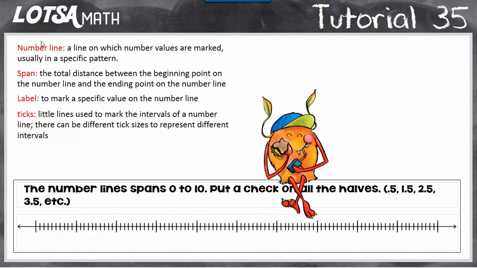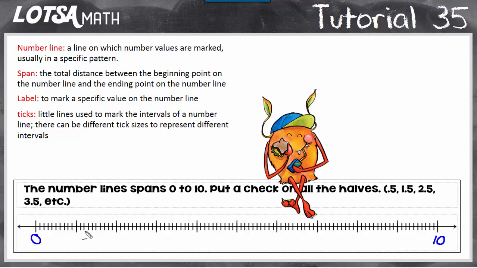The directions for this number line say that it spans 0 to 10, and we're to put a check on all the halves. Then it gives us an example of what halves are: 5/10, 1 and 5/10, 2 and 5/10, 3 and 5/10, etc. Let's start with the line span. If this line spans 0 to 10, the beginning point is where the 0 is, and the ending point is where the 10 is.